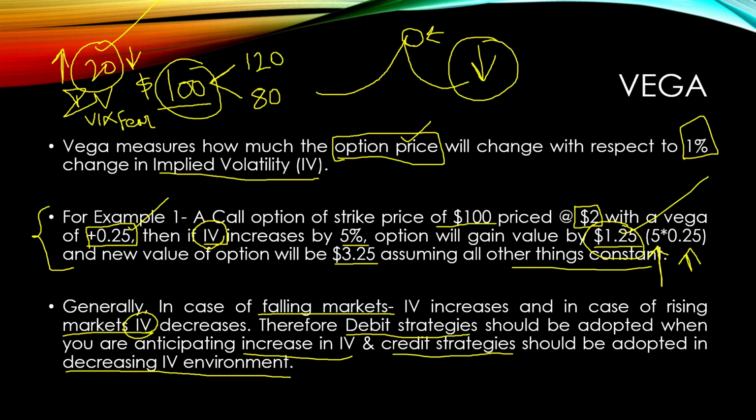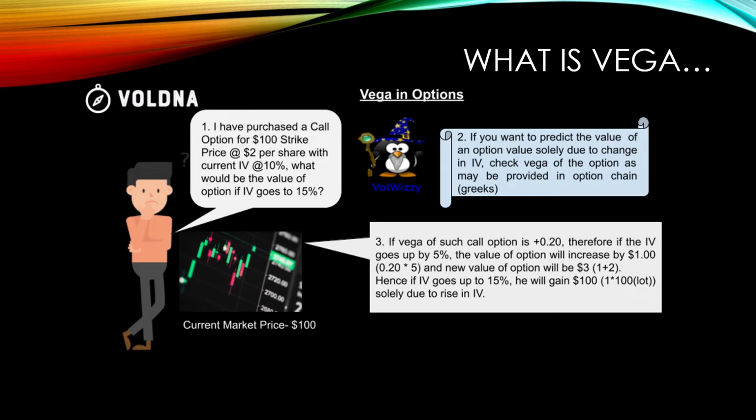So let's move on to the next slide. This is just the pictorial representation of our last example. I purchased a call option for a $100 strike price at $2 per option, and it has a current IV of 10%. So this person wants to know what would be the value of this option if the IV goes to 15% and other things remain constant.